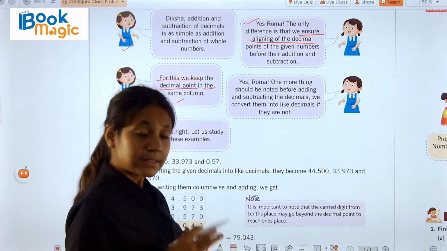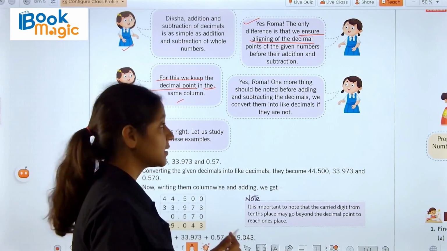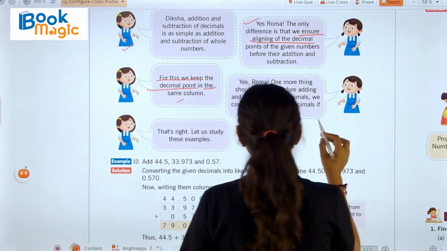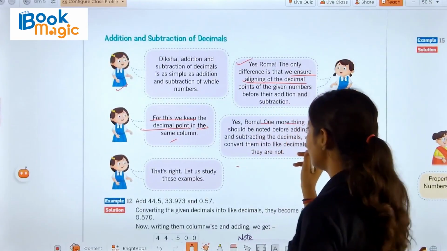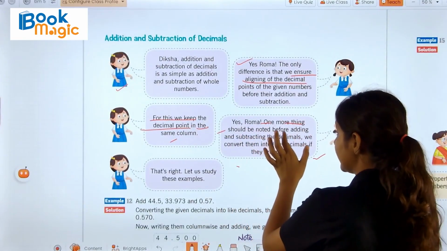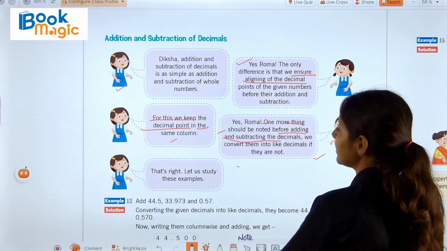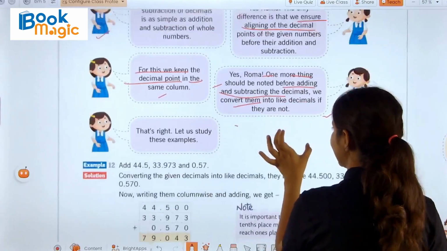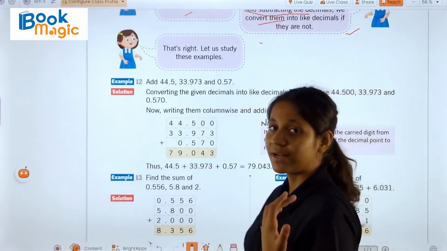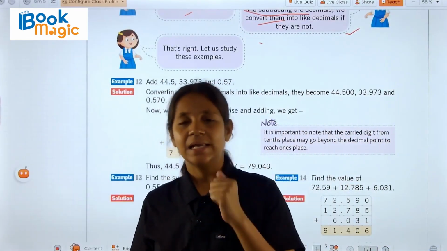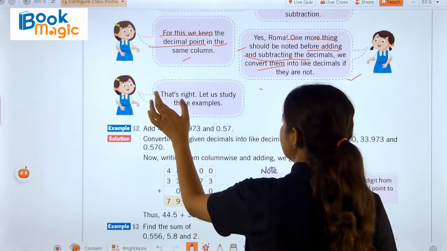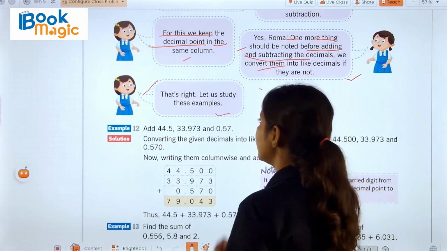Then Diksha replied, yes Roma, one more thing should be noted, that is before adding and subtracting the decimals, we convert them into like decimals if they are not. Then Roma replied, that's right, let us study these examples.